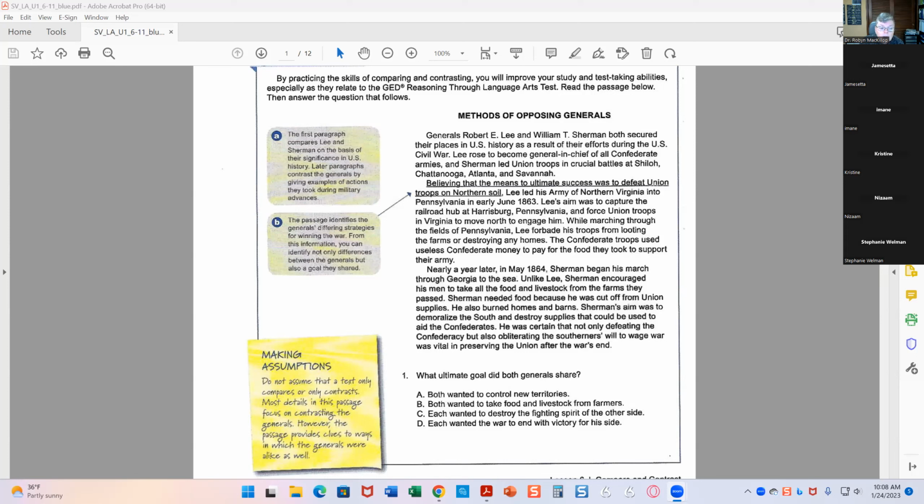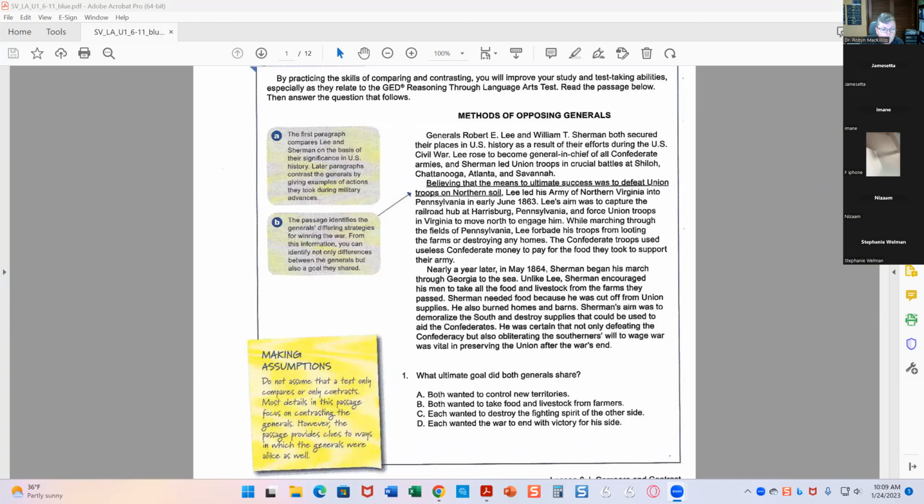And then B, both wanted to take food and livestock from farmers. Well, Sherman did that, but Lee was very clear to his soldiers, you at least pay, even though the money is no good, you at least try to make retribution for the things that you take or need. So B doesn't work for this question. Each wanted to destroy the fighting spirit of the other side. That's likely true on an ethereal plane, but for what we read, not really. So that doesn't really fit.